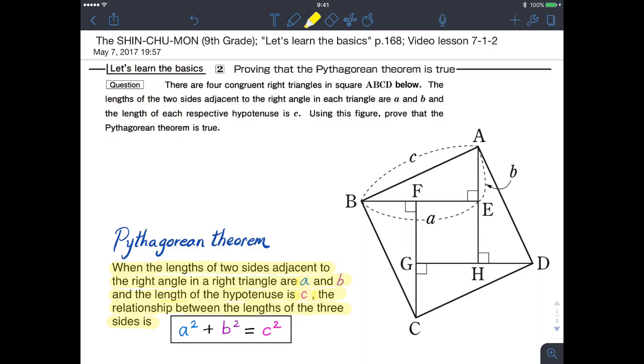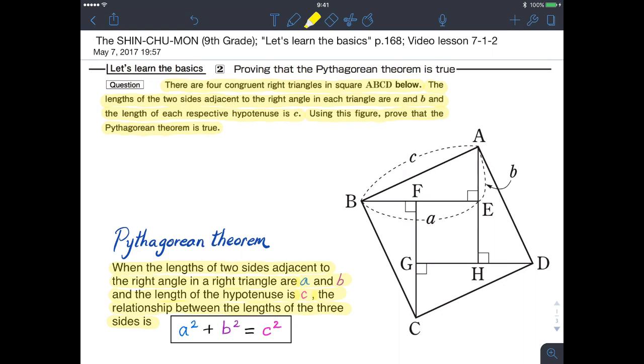Now we're going to prove that this theorem is true. Let's begin by reading the question. There are four congruent right triangles in square ABCD below. The lengths of the two sides adjacent to the right angle in each triangle are A and B, and the length of each respective hypotenuse is C. Using this figure, prove that the Pythagorean theorem is true.